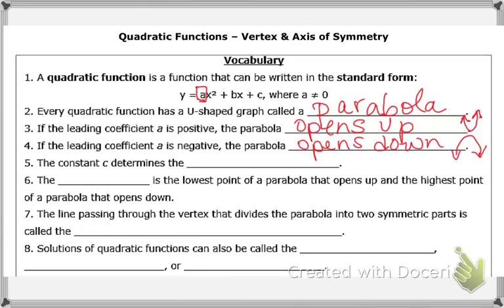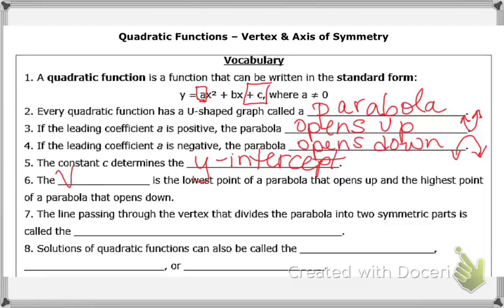The constant c is very similar to our linear equations, where our constant is our y-intercept. And so this does not change in quadratic functions. So your number that is alone, or your constant, is your y-intercept.